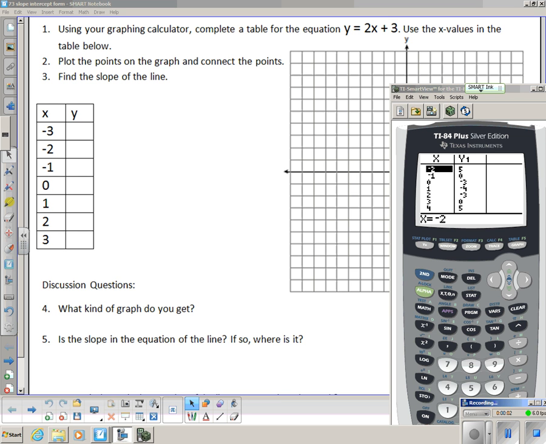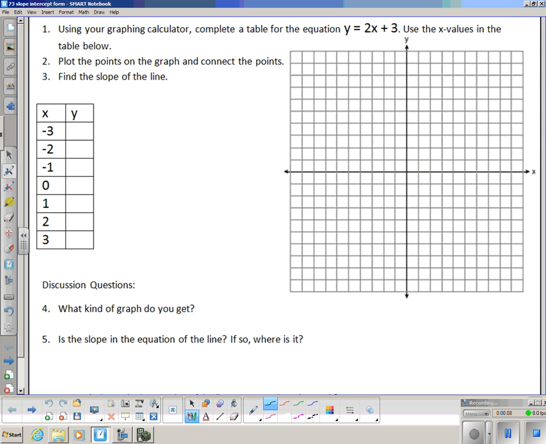All right, this is our video lesson on the equation of a line. So the first activity we were going to do in class says, using a graphing calculator, complete a table for y equals 2x plus 3. And it says, use the x values in the table. So we're not actually going to look for a pattern this time. We're just going to use the x values that we were told.